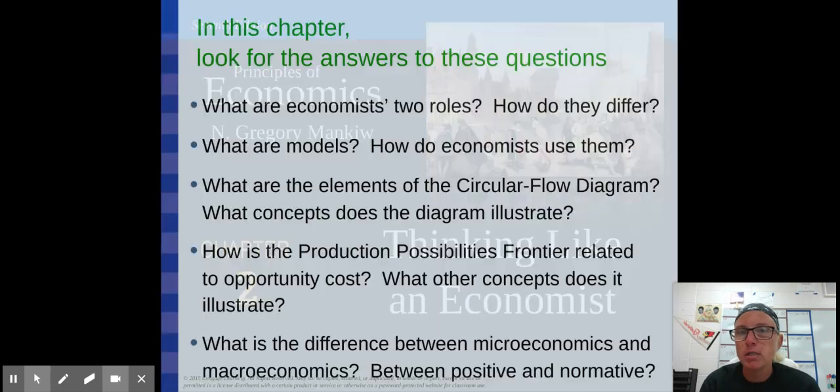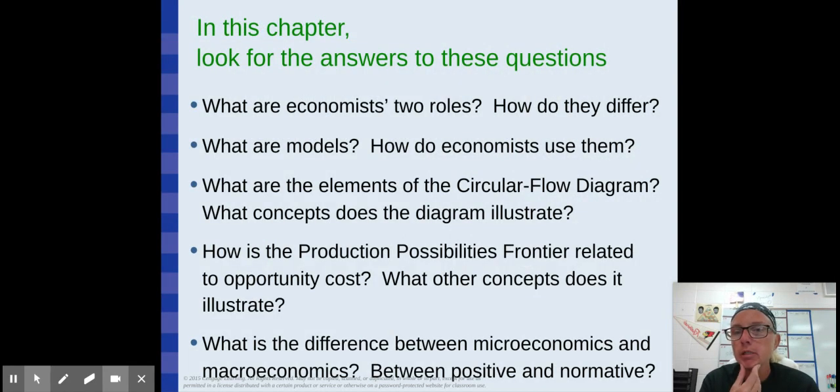So, Section 1 we're going to cover today. We're going to talk about what the economist's two roles are and how they differ. What are models and how do economists use them? We are going to cover two different models in this chapter. Today, I'm going to cover the circular flow. The next day, I'm covering production possibilities. And then on the very last day, I'll talk about the difference between macro and micro, normative and positive statements.